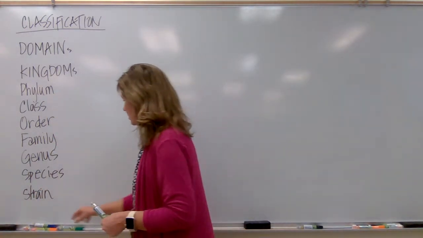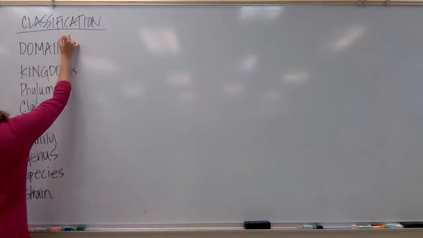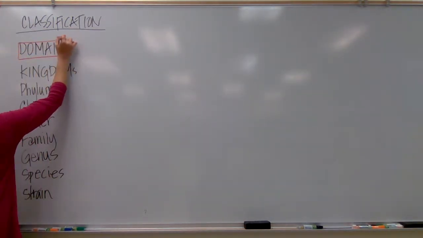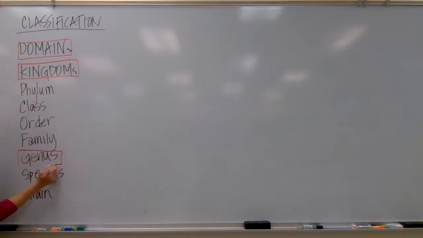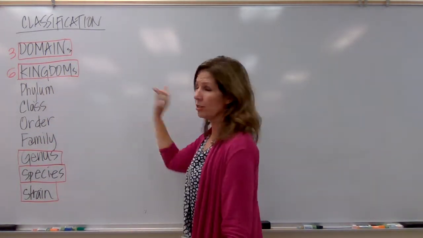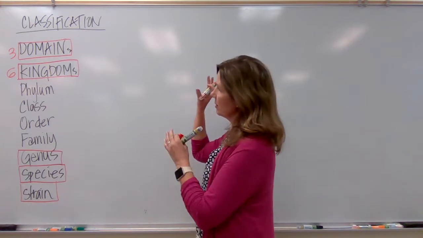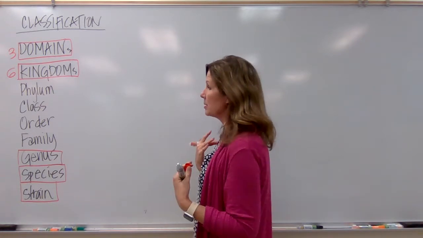And as I mentioned in lab, the most important levels for us are going to be the domains, kingdoms, genus, species, and strain. That is where I want you to put your emphasis. There will be 3 domains in our class, 6 kingdoms. And I say for our class because classification can be controversial, but I have found really simplifying it to these 3 domains and 6 kingdoms seems to make the most sense to me.